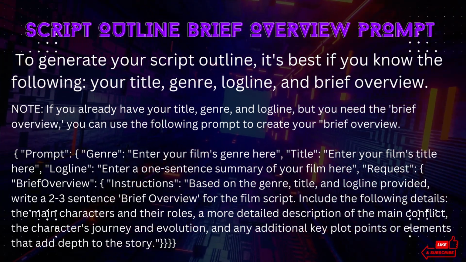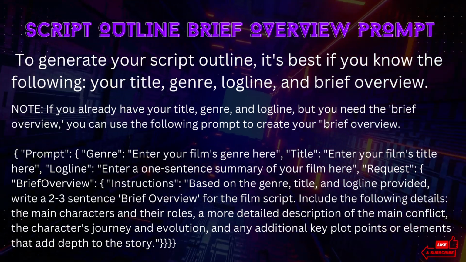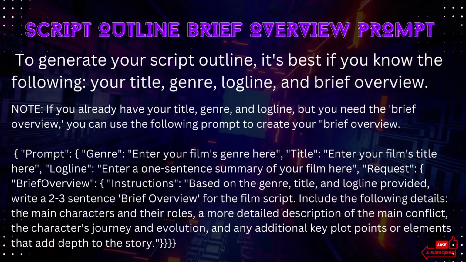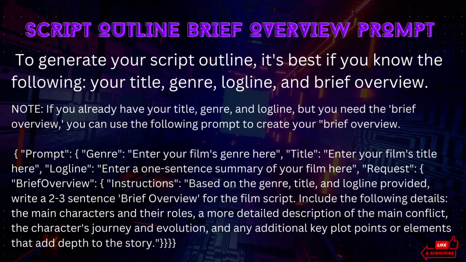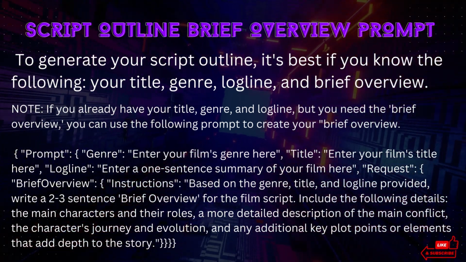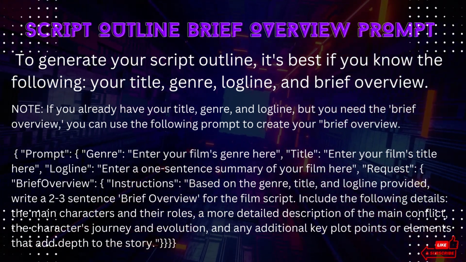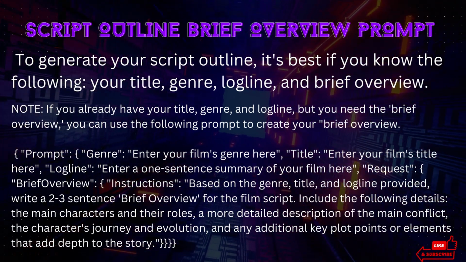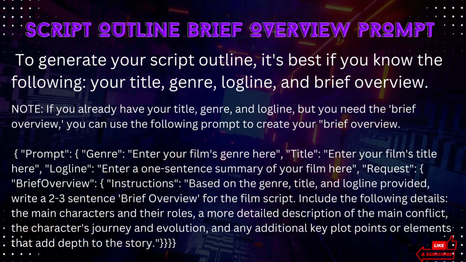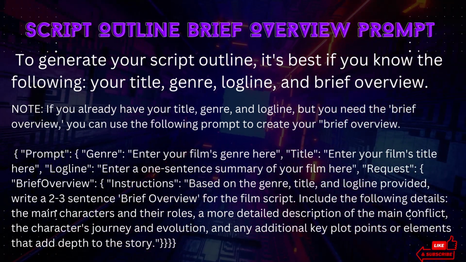And then the important part of this prompt is where it says request. So you're going to ask the AI to provide you with the brief overview. The instructions for that say, based on the genre, title, and logline provided, write a 2 to 3 sentence brief overview for the film script. Now, this is a direct command that you are giving the AI to write this content for you.